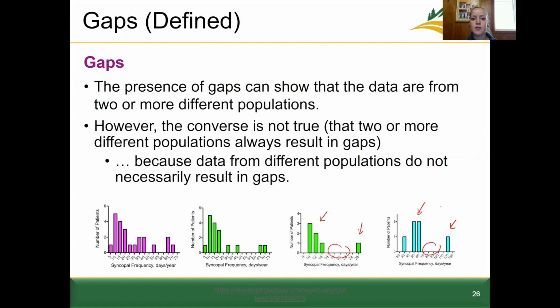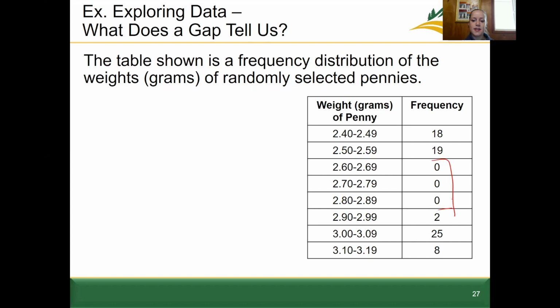Even if we do have 2 different populations present in our data, that won't necessarily lead to a gap in our data. Also, something to note: these graphs here are a sneak preview of Chapter 2, Section 2, where we'll look at histograms. An example of gaps is this set of data. Here we have the weight in grams of pennies, and we have their frequencies. So remember, what does that frequency mean again?